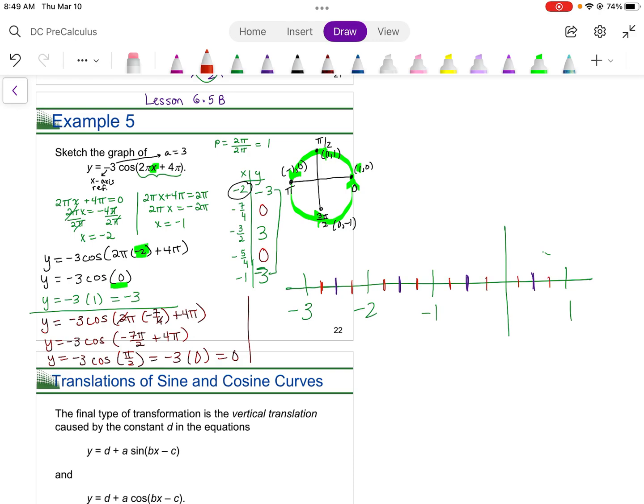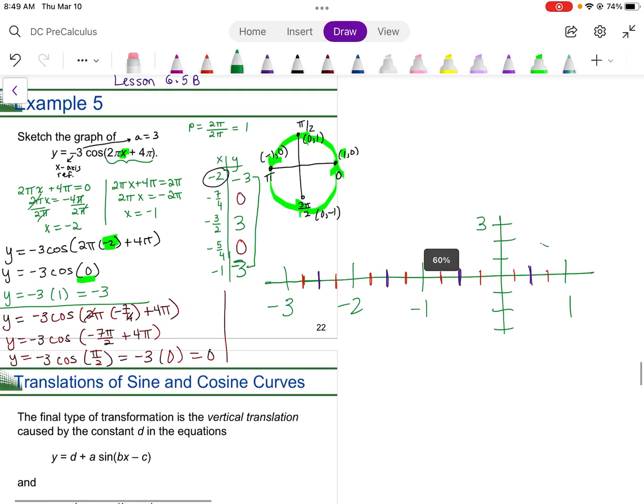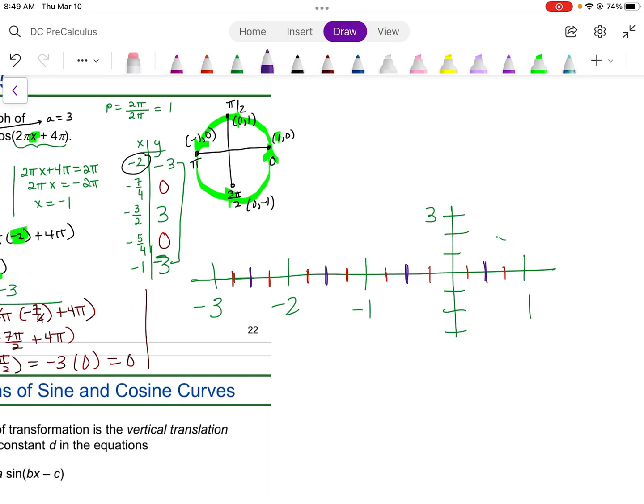All right. Then I'm going to just plot my ordered pairs. I'm going to designate this as 3 and this as negative 3. All right, we're ready to go. Negative 2, negative 3 down here. Negative 7/4, so negative 1 3/4, 0. Negative 1.5, 3.